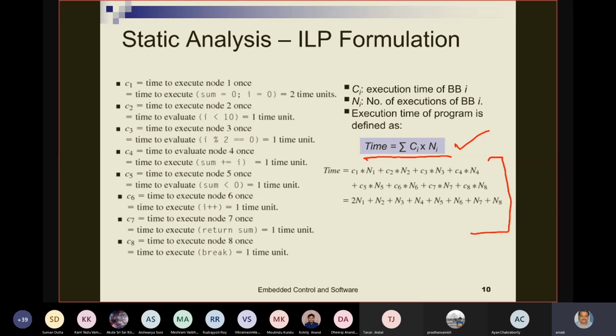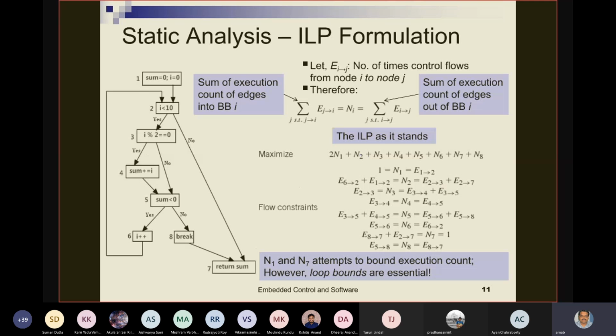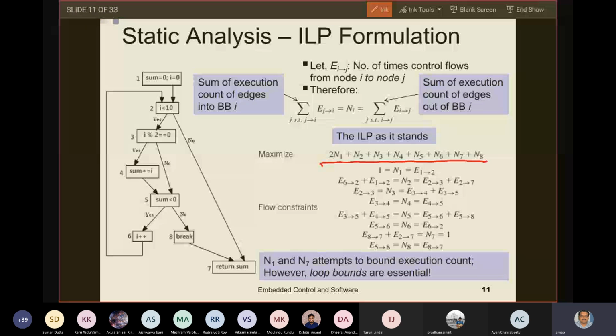Now the objective function is 2 n1 plus n2 plus n3 and so on. This objective function will be subject to a set of flow constraints. Flow constraints describe how control flows among basic blocks. The first basic constraint is that basic block 1 and the last basic block 7 will execute just one time, and hence you have 1 equals n1 equals e12.